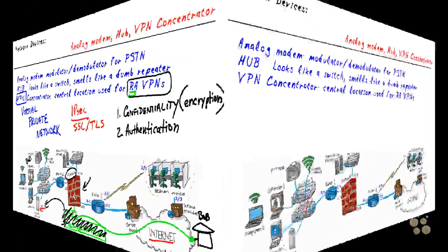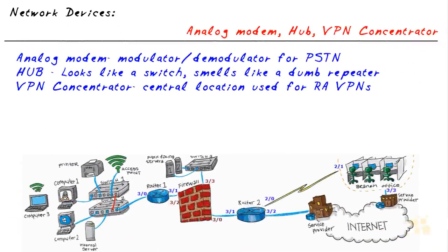In this nugget, we've discussed a couple of old technologies, including analog modems and hubs, which we don't use too much anymore, as well as a more current implementation of remote access, and that is by using some type of a VPN concentrator to terminate our remote access VPN sessions coming in from the internet.